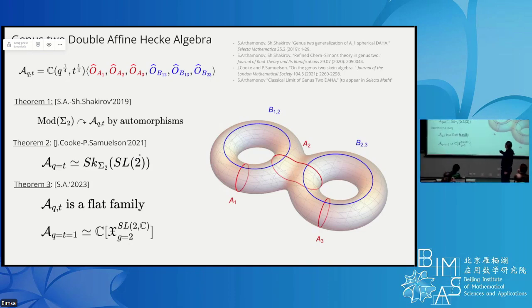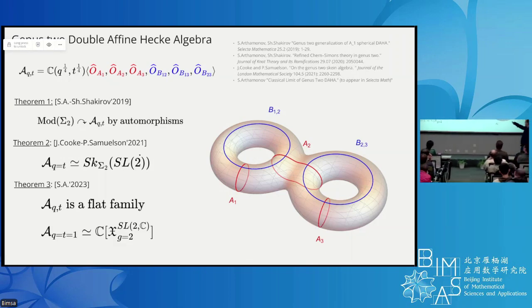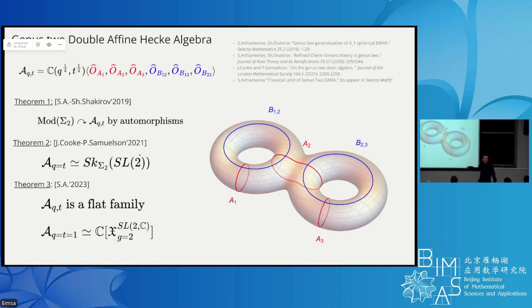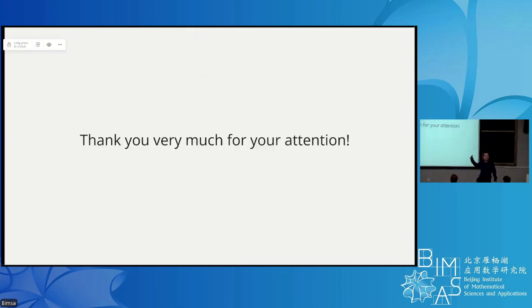Well, at the time, our goal was to deform the skein algebra of a genus 2 surface, but we could not prove that. So in 2021, Juliet Cook and Peter Samuelson came up with a theorem that indeed for generic Q, our algebra of difference operators is isomorphic to the quantized character variety known as the skein algebra. Well, but it still didn't give us the monomial basis, or in fact, the presentation in terms of generators and relations. So it took a while to prove that this is actually a flat family, to find the monomial basis, solve the word problem, and show that this specialization is indeed the character variety of the genus 2 surface. So thank you very much for your attention.